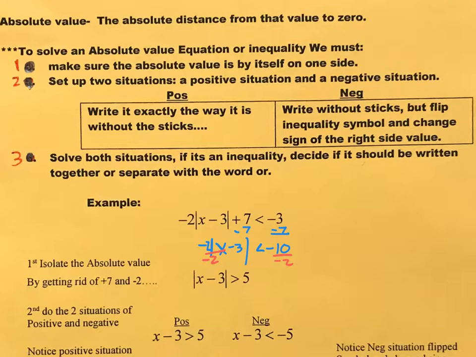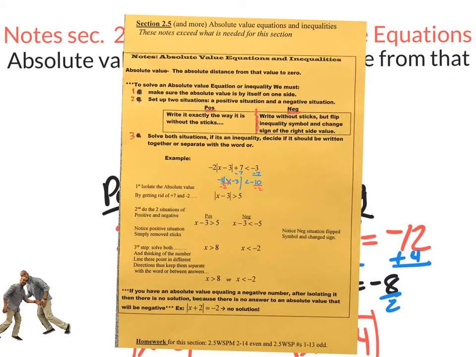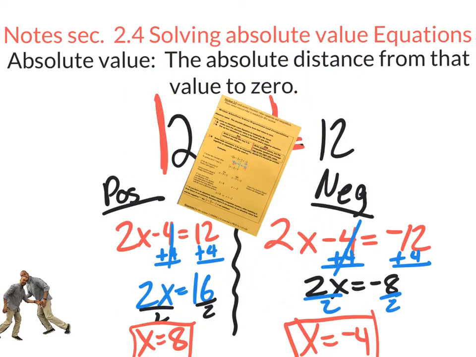The negative situation, and I always put a squiggly line right between the positive and the negative. The negative situation, you write it exactly the way it is without the sticks, but you flip the inequality symbol if it were inequalities. Today we just have equations, and change the sign of the right side, okay? So you add on that negative on the right side. So these notes, it's like way more than what you need. I'm not going to spend too much time on this because it's more Algebra 2.